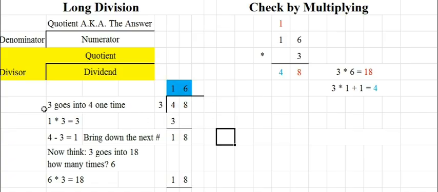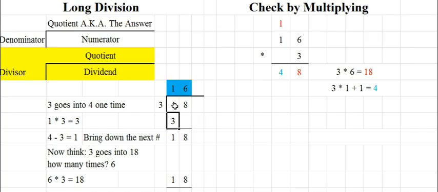But the way we do this part by part is we would say 3 goes into 4 one time. So 3 goes into 4 one time. I put my 1 up top above the 4. Now, to get this 3 that's down below, I would say 1 times 3 equals 3, because here's my 1, there's my 3, 1 times that 3 equals 3. I place it below the 4.